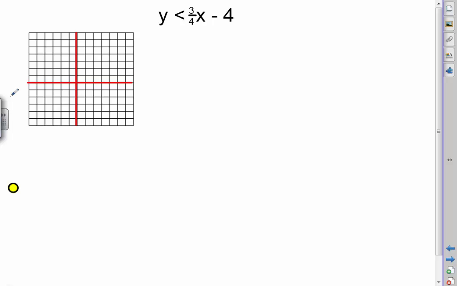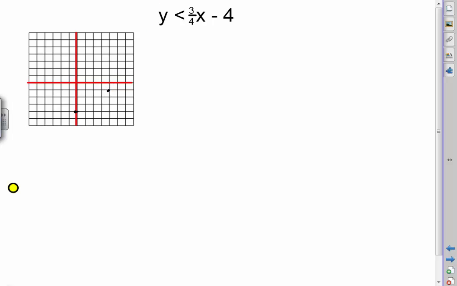All right, it's your turn. Try this one and then come back to me. So you've got a slope of 3 over 4 and a y-intercept of -4, 1, 2, 3, 4. So we go up 1, 2, 3, and right 1, 2, 3, 4.